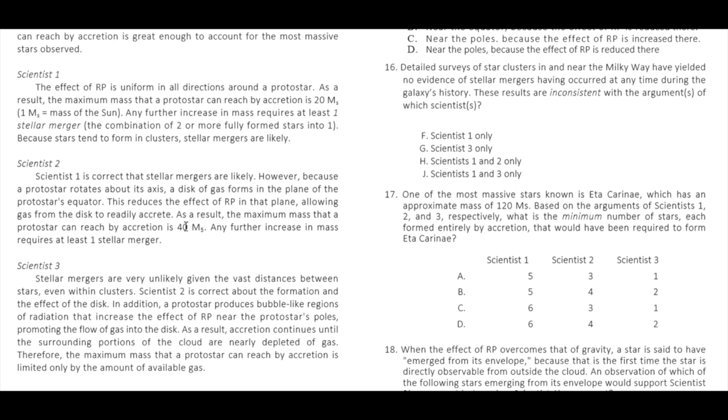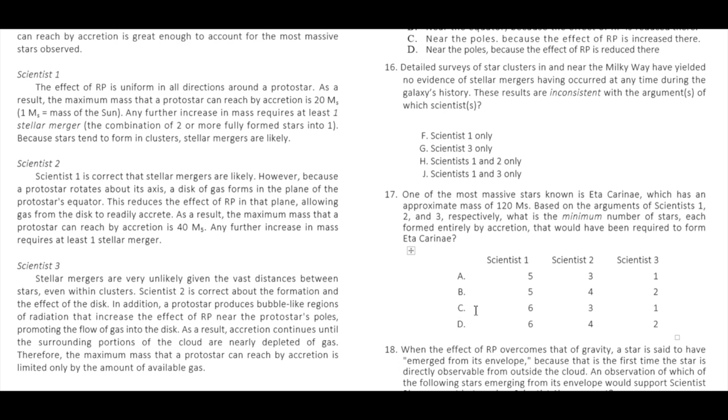Going to what Scientist 2 says, we see that the maximum mass that a protostar can reach by accretion is 40 solar masses. Okay, so based on this, we can look at 120 solar masses, divide it by 40, and we get 3 as the minimum number of stars of that size necessary. So going over to here, we know that C and D may be right, and only C has Scientist 2 saying that they need 3 stars as the minimum. Because of this, we know that C is the correct answer.